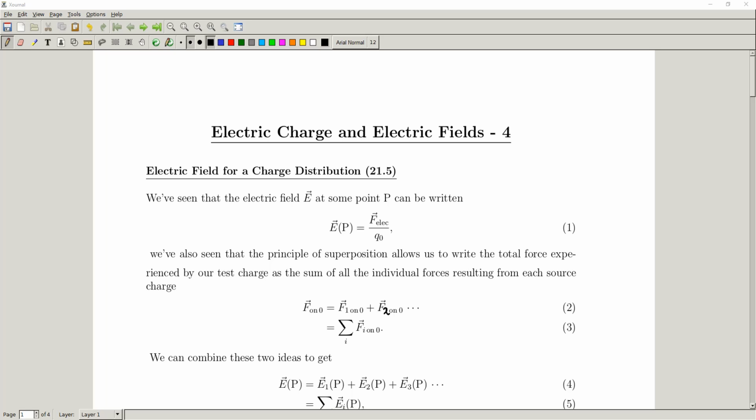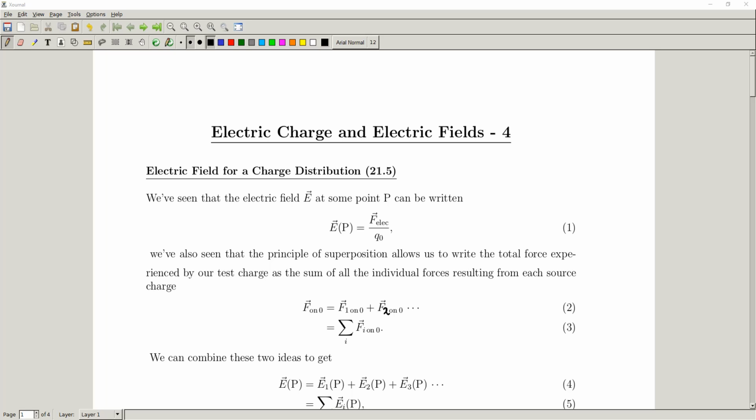Okay, this is going to be our fourth video in our electric charge and electric fields series here. In this video, we are going to be interested in calculating the electric field for some charge distribution, right? So in the previous video, we were interested in calculating the electric field around a point charge.